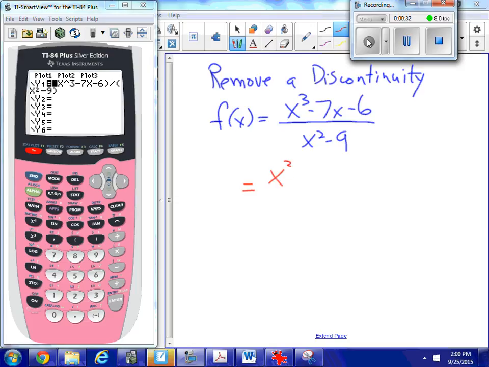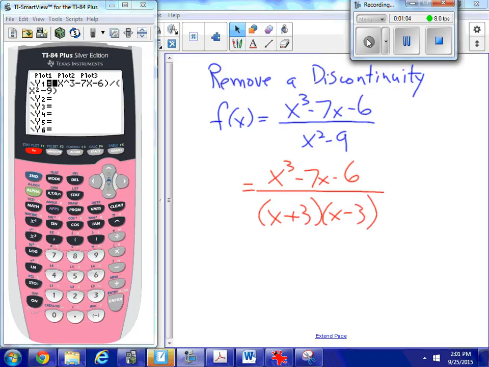This is x cubed minus 7x minus 6. Now that numerator there, I do not know how to factor it. It is of the third degree. I can factor or use a quadratic equation for second degrees, and I can certainly solve first degree expressions. But a cubic, I can't do anything with it. But I also know my denominator is x plus 3, x minus 3. So my next step is to graph this.